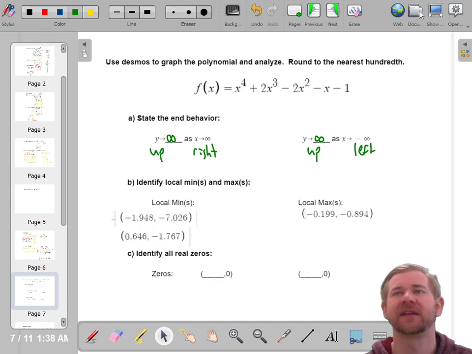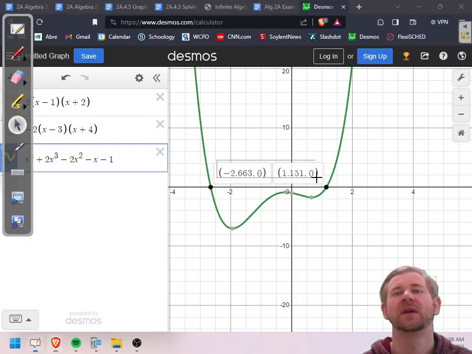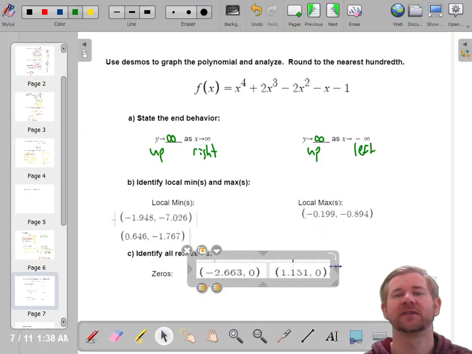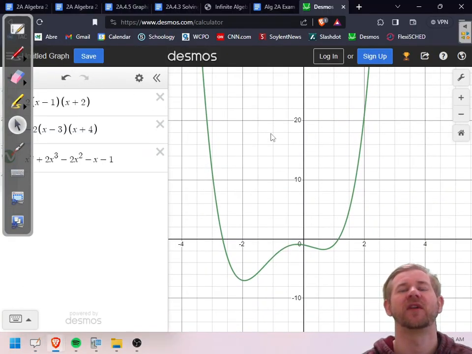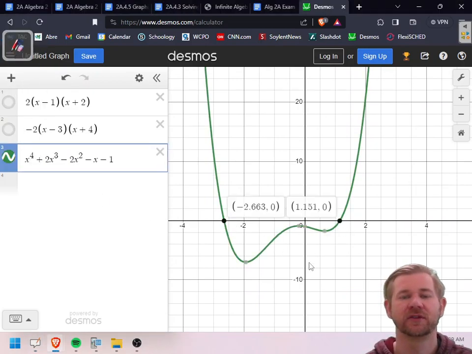And then the last thing, identify real zeros. Real zeros are where it hits the x-axis. So those are the two x-intercepts. And hopefully you realize that if you have two x-intercepts in a quartic, that means the other two that you would find, this is degree 4, so there's 4 zeros. 2 of them are real, the other 2 are imaginary, or complex zeros.